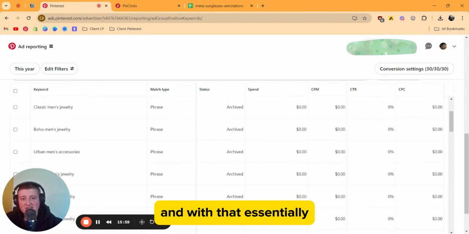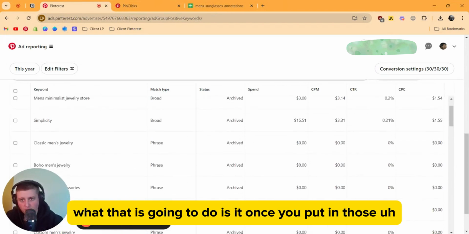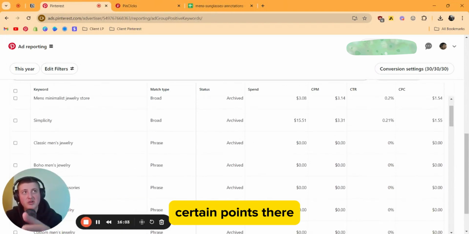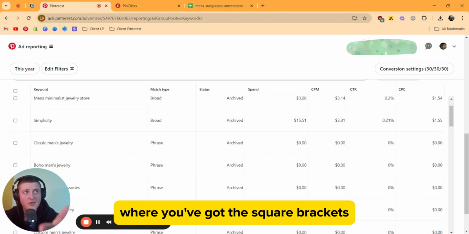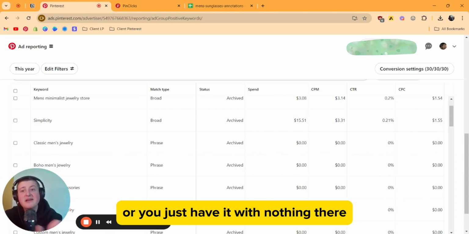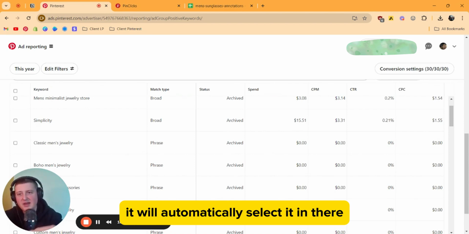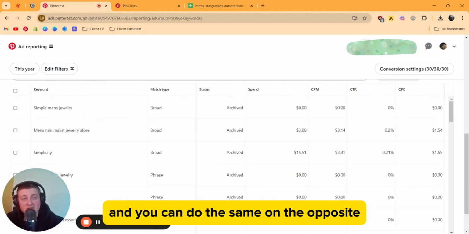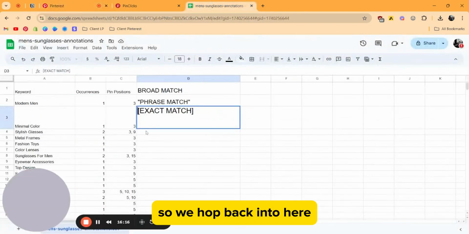And with that, essentially, once you put in those certain points there, where you've got the square brackets, you've got the quotation marks, or you just have it with nothing there, it will automatically select it in there when you're writing in your keywords. And you can do the same on the opposite. So we hop back into here.